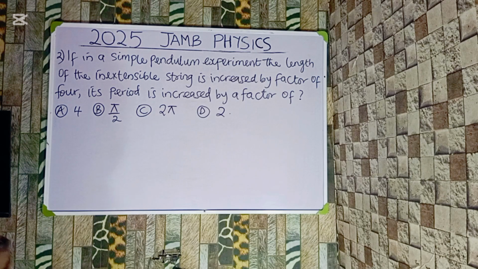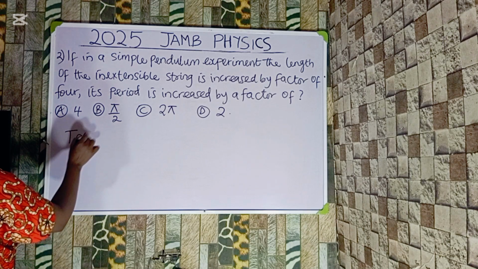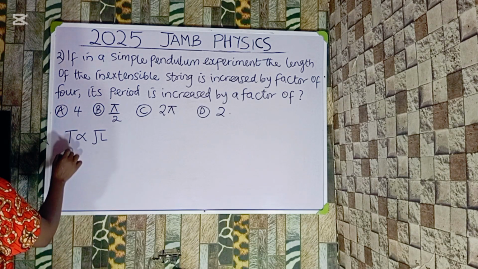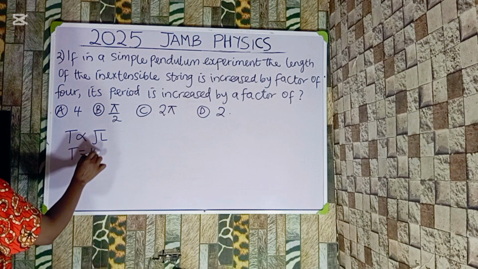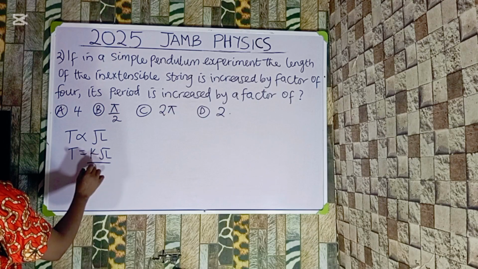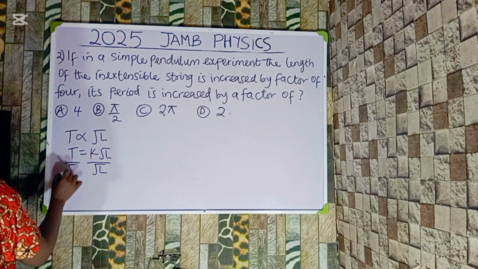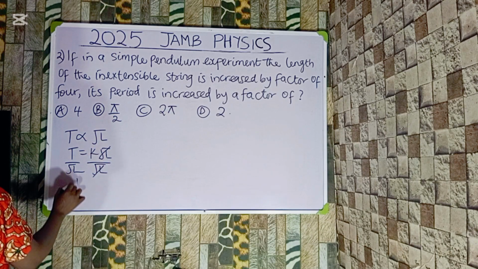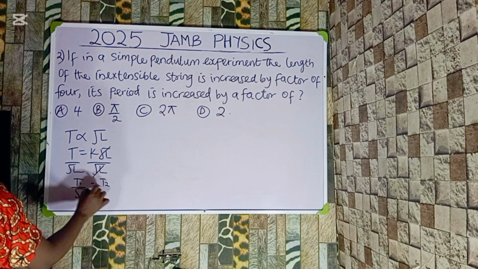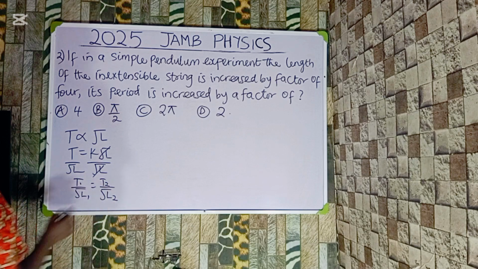Now looking at this question, what are we going to do? We should remember that the period of a simple pendulum is proportional to the root of the length of the string. Is that clear? For us to work it out, T is equal to k root L, where k is a constant. If you make k the subject, divide both sides by root L, so T1 over root L1 is equal to T2 over root L2.